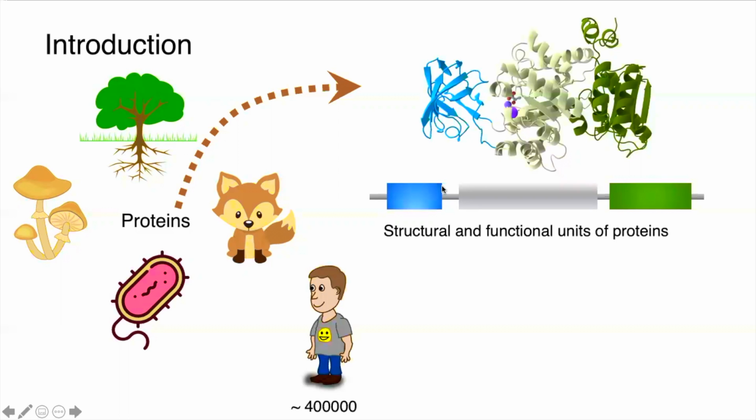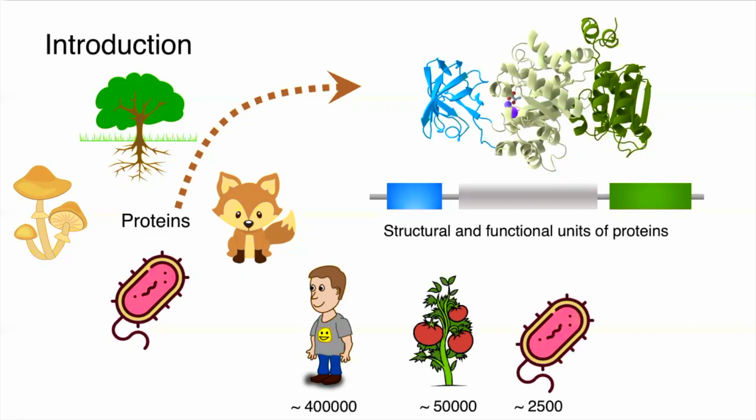If you think about a human, there are around 400,000 different proteins. And if you think about a tomato plant, there are about 50,000 different proteins. And in bacteria, there are about 2,500 separate proteins present. But if you look at the above example, there are more than one domain per protein. So if you think about the domain number per species, it's really a head scratcher, isn't it?